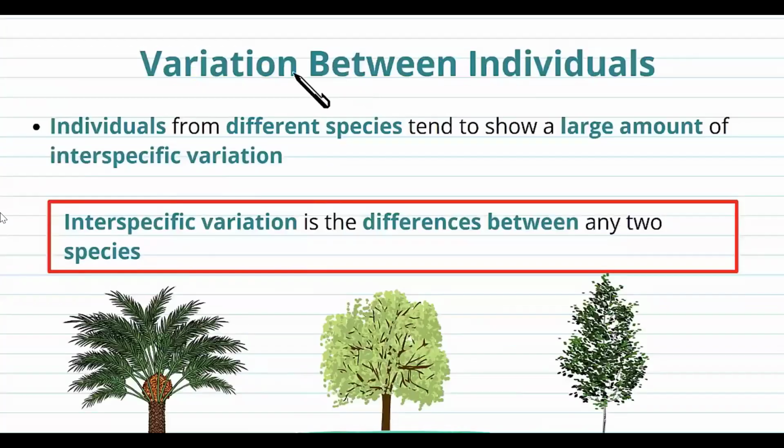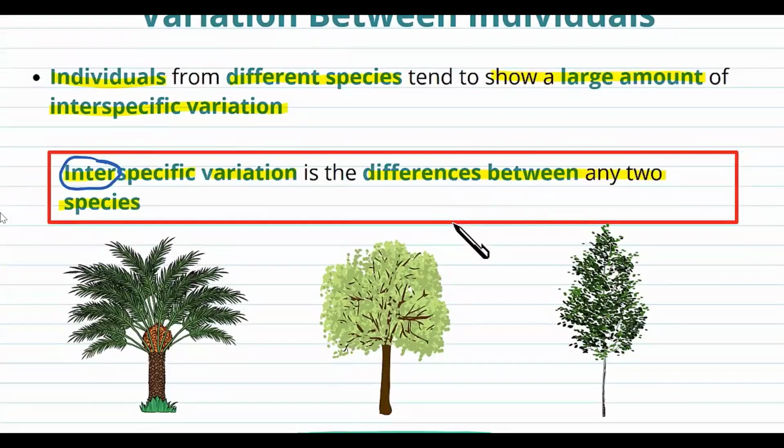So let's look at the different types of variation we can have between individuals. Individuals from different species tend to show a large amount of interspecific variation. So interspecific variation is the variation or differences between any two species. Inter usually means between, so between species. Intra will be the next definition, which is more to do with within.